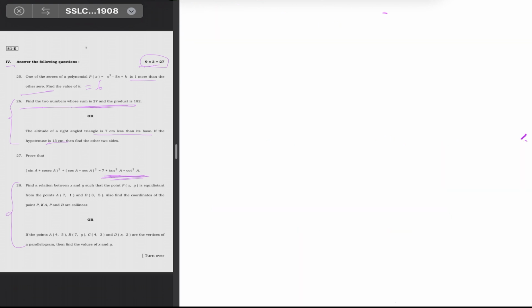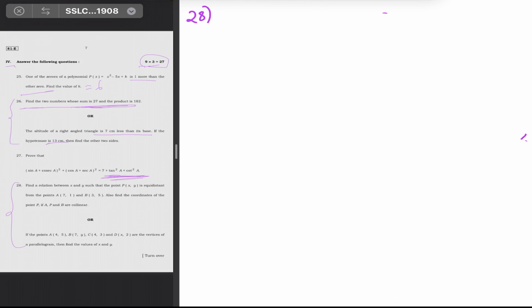28th question. Find a relation between x and y such that point P of x comma y is equidistant from the points A 7 comma 1, B 3 comma 5. Also find the coordinates of the point P if A, P, B are collinear. So let us solve it stepwise.